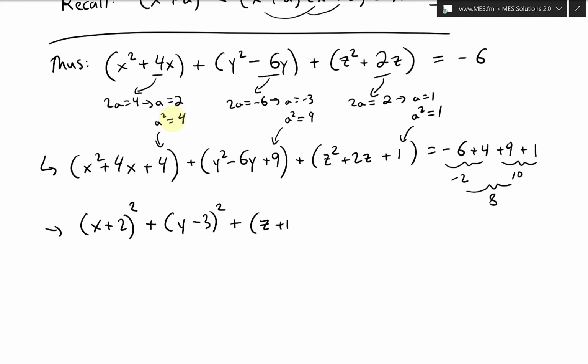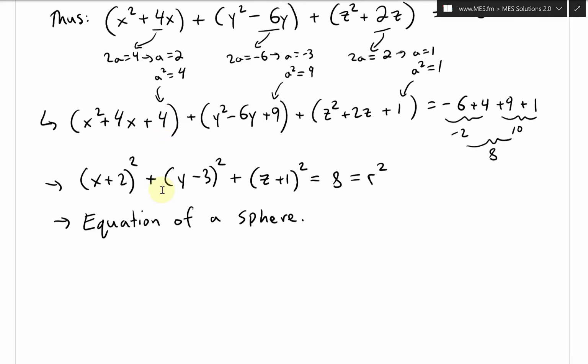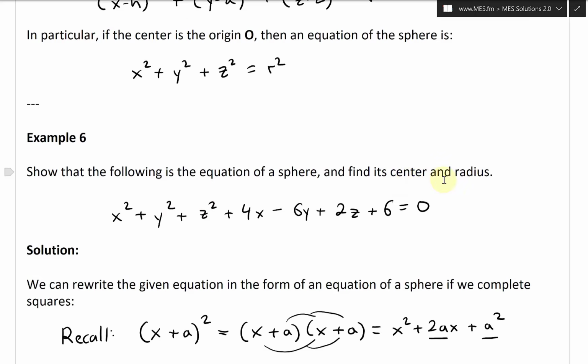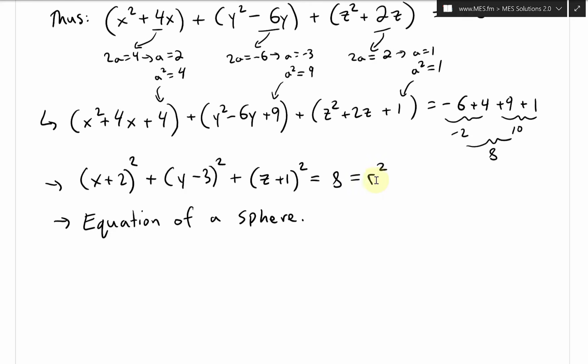Z plus 1 squared, and this all equals 8. So this equals 8, and remember this equals r squared. And this whole thing is just the equation of a sphere. All right, so thus, we're asked here to find its center and its radius. So this is r squared.